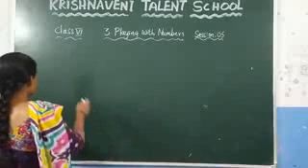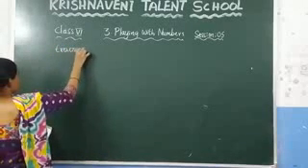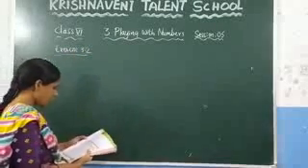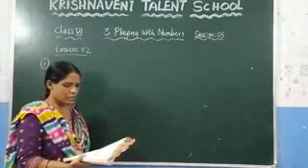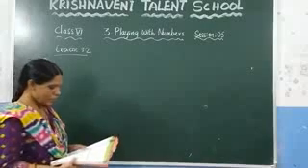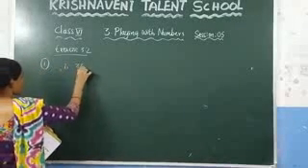See the next exercise, which is exercise 3.2. In that, the first question: write all the factors of the following numbers. Here 4 questions are given. In that I will solve 2 questions. The remaining 2 questions you can do as homework. In the first question, they ask to find the factors of 36.